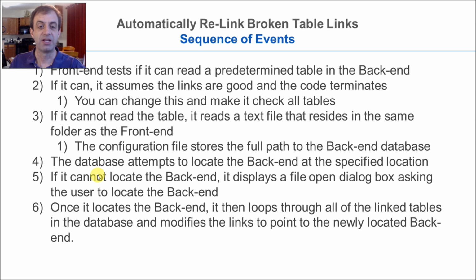The database will attempt to locate that back end file. If that file does not exist, it will open an open file dialog box and allow the user or the programmer who's deploying the change to locate that back end. Once we locate the back end, it will loop through all the link table entries in the front-end database, update the connection strings with the new database back-end location, and then also update the configuration file with that same folder location.